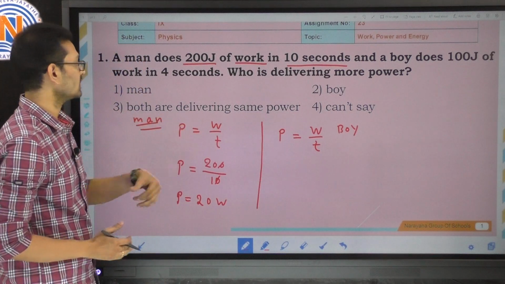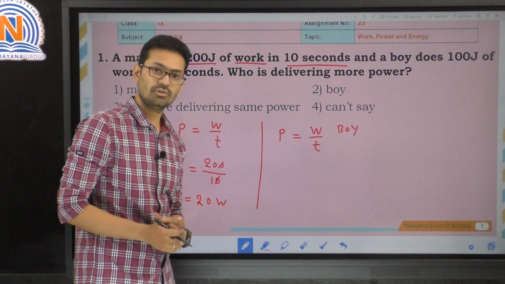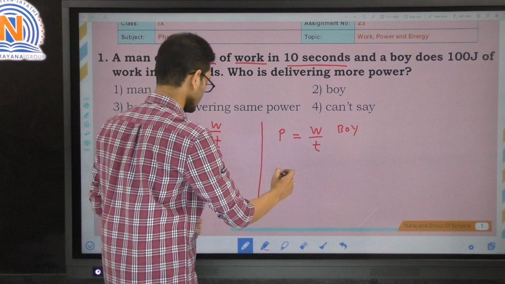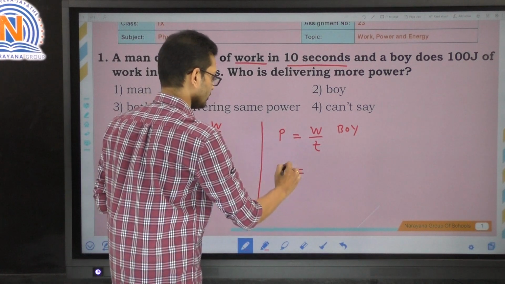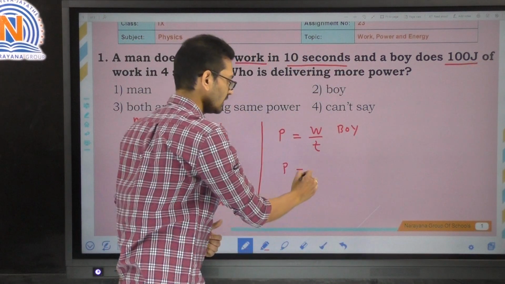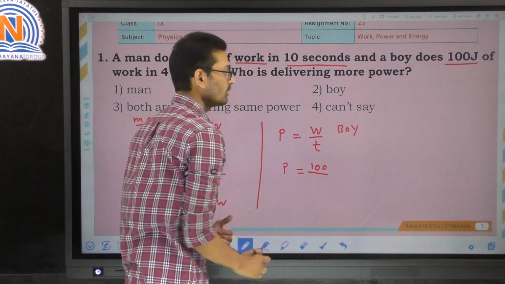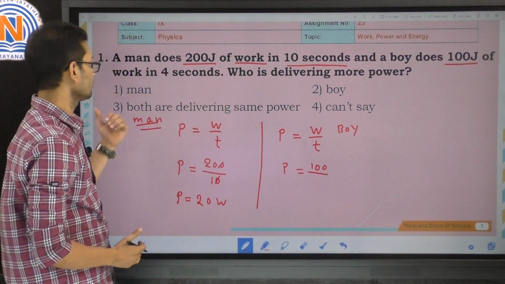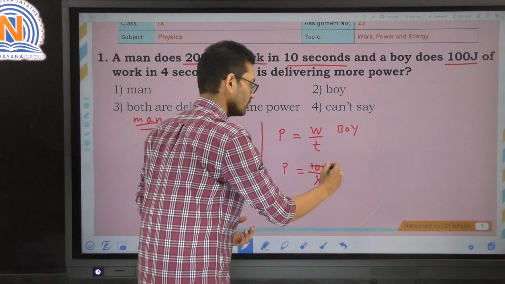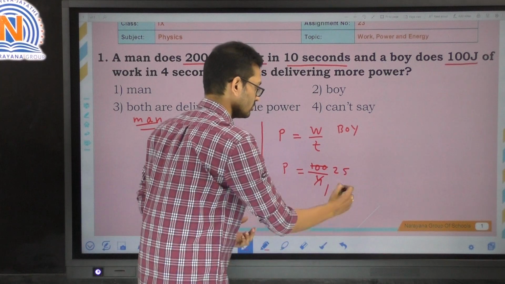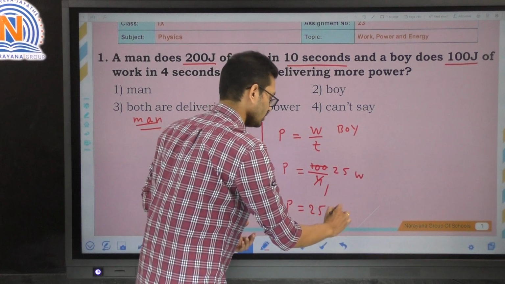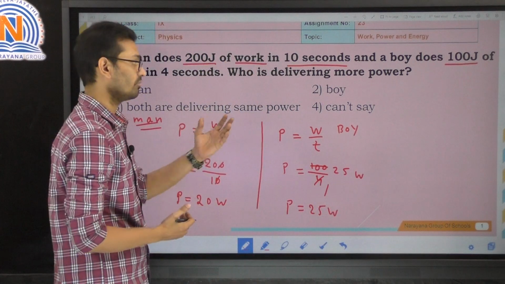And coming to the next one, the boy's power. P is equal to, how much work has he done? Work which the boy has done is 100 joules. How much time did he take to finish his work? He took 4 seconds. So 4 twenty-fives are 100, so 25 watts. So power utilized by the boy is 25 watts to complete his work in 4 seconds.